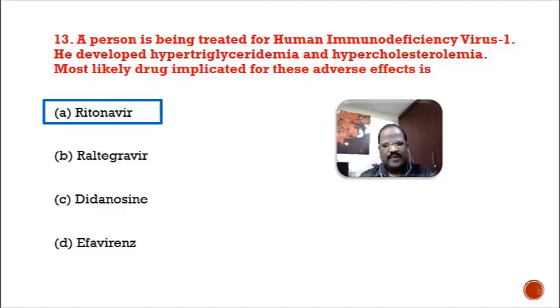One of the common side effects of any protease inhibitor is metabolic problem in the form of hypercholesterolemia and hypertriglyceridemia. So remember, among the antiretroviral group of drugs, a group of drugs causing metabolic problem like hypercholesterolemia or hypertriglyceridemia, always think of protease inhibitors.